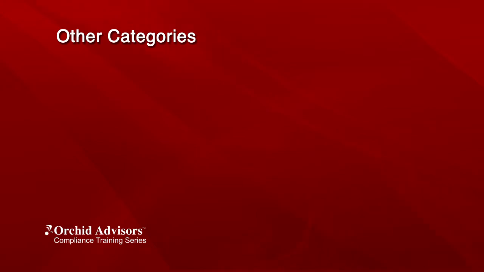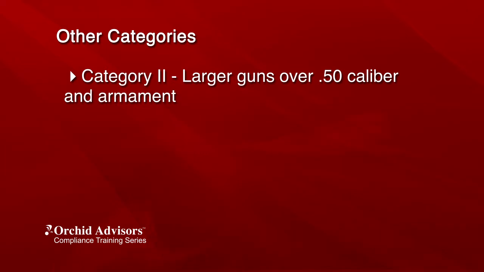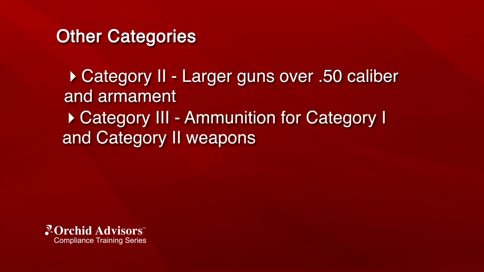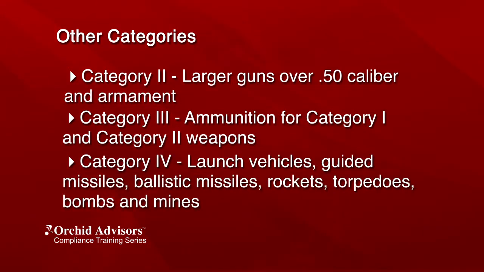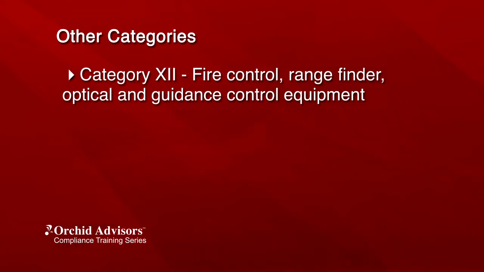Other categories that may be relevant to your business include, but may not be limited to, Category 2 for larger guns over 50 caliber and armament, Category 3 for the ammunition for Categories 1 and 2 weapons, Category 4 for launch vehicles, guided missiles, ballistic missiles, rockets, torpedoes, bombs, and mines, Category 12 for fire control, rangefinder, optical and guidance control equipment. We encourage viewers to carefully review the entire USML to determine which of their company's products are captured as defense articles. The USML is in ITAR Section 121.1.